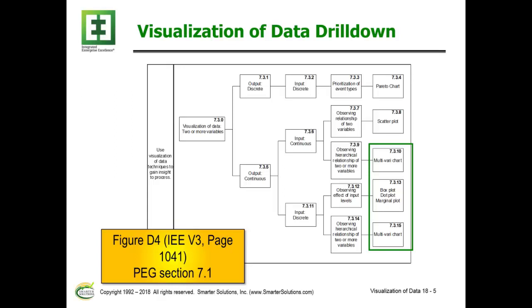If we come over and look at that, it comes out to 7.3.12 and 7.3.14. If we have continuous outputs and inputs that are discrete, then we can lead to a box plot, dot plot, or marginal plots, which are described in the chapter. If the input is discrete and we have a hierarchy relationship, then it can lead to a multivariate chart.